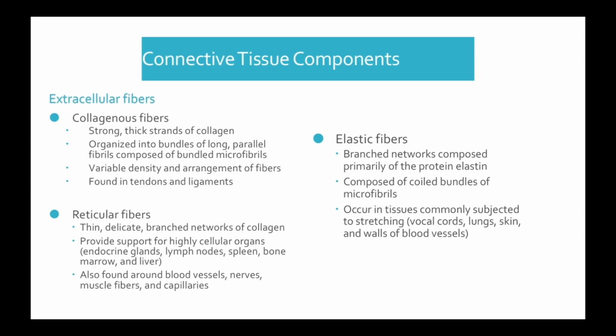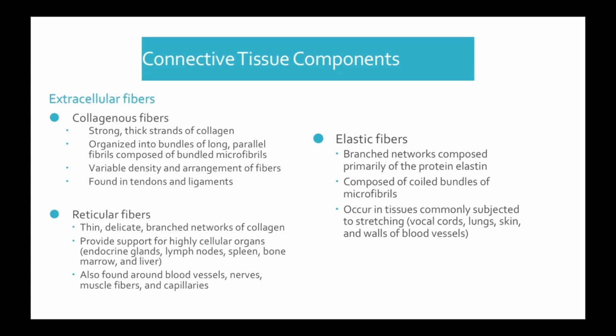So you can go through the extracellular fibers. There are 3 different types of fibers. We're going to talk a little bit about each. I'm not too worried about you guys knowing all of this. Collagenous fibers are strong, thick strands of collagen organized into bundles of long, parallel fibrils composed of bundled microfibrils. The variable density and arrangements of fiber are present within these, and they're found in tendons and ligaments.